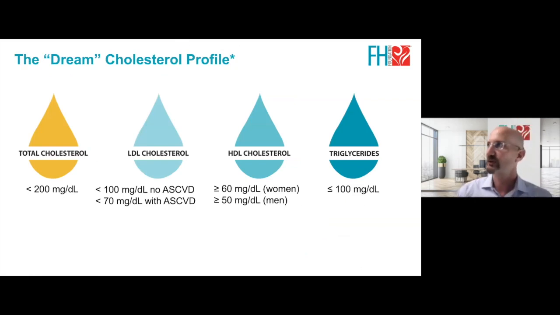What is the dream cholesterol profile? Well, this is what we would like to see when you come to the doctor's office: a total cholesterol less than 200, which means you have an LDL of less than 100 if you've never had a heart attack or stroke. If you've already had a heart attack or stroke, we want your LDL to be even lower, less than 70. We want your HDL, that's the good cholesterol, to be high. HDL high reflects a good and healthy lifestyle. We like the HDL to be high. That indicates that you're exercising and eating a healthy diet. And we want the triglycerides to be less than 100. That would be an ideal cholesterol profile.